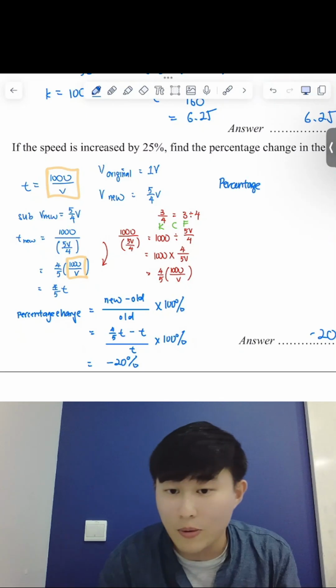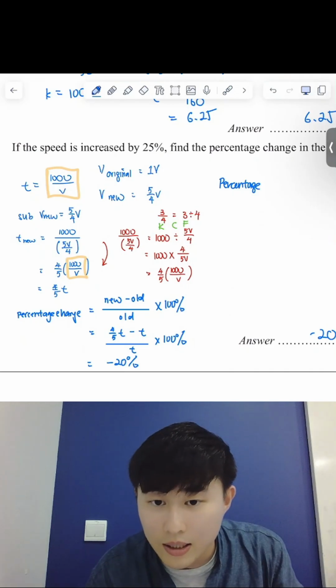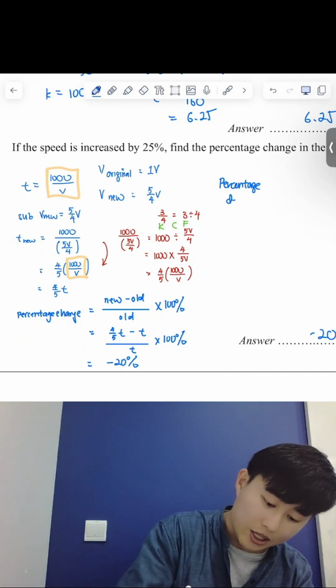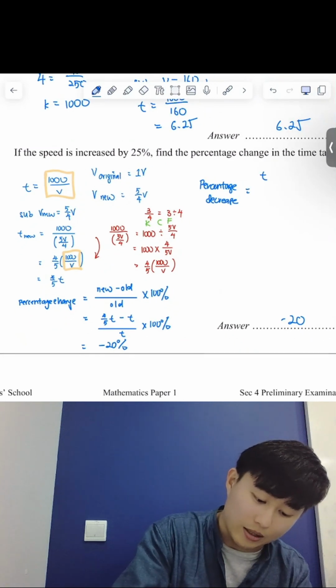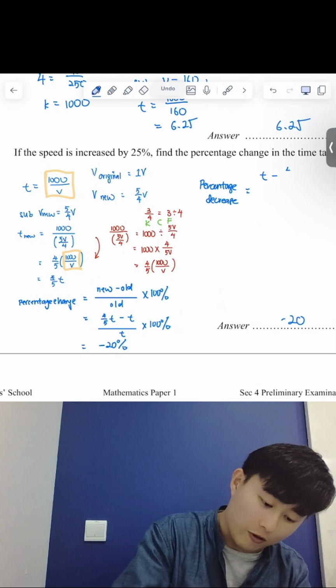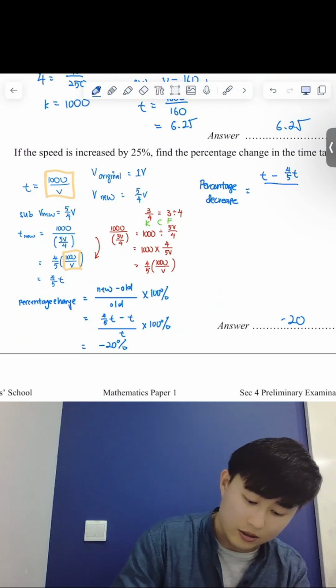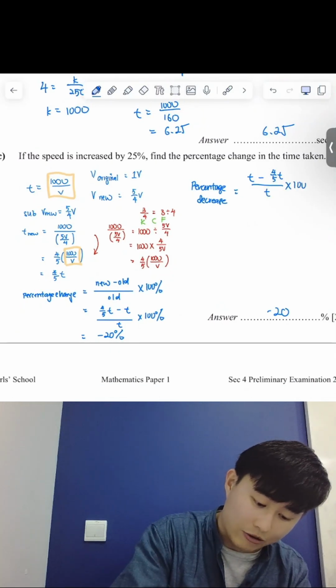So the formula when you say T minus 4 over 5 T is the percentage decrease. So actually I'm looking for the percentage decrease. I will take T minus 4 over 5 T, over your T, times 100%.